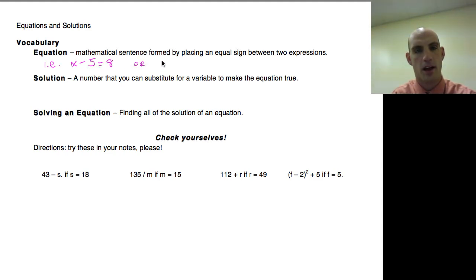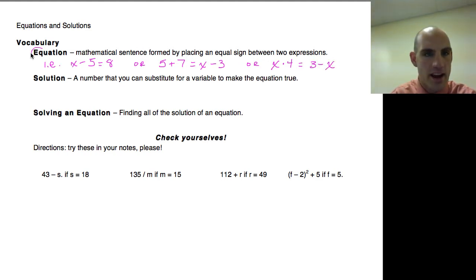Or we could say something like 5 plus 7 equals x minus 3, or something like x times 4 equals 3 minus x. So we have two expressions, and the equation sounds like equals, so there has to be an equal sign in it.